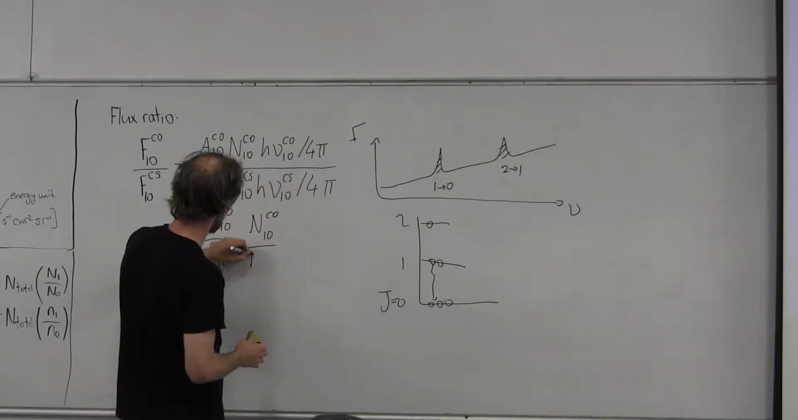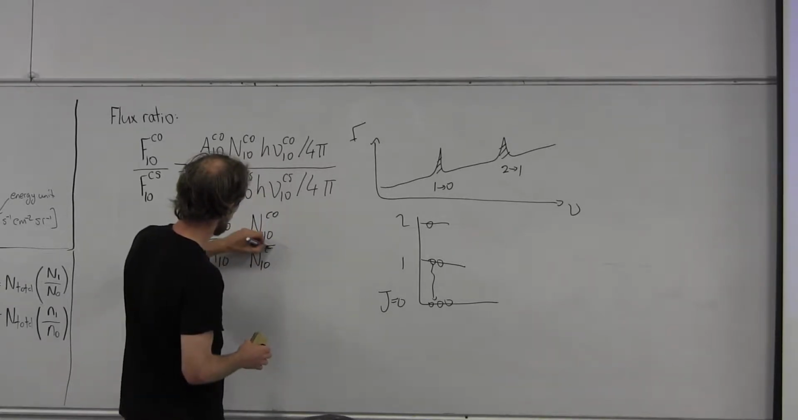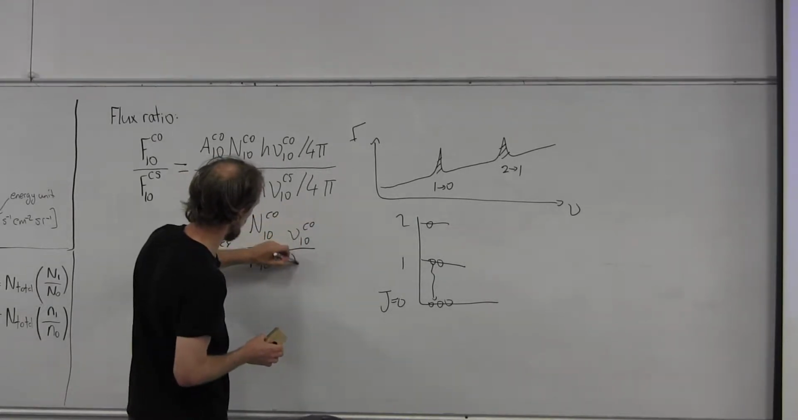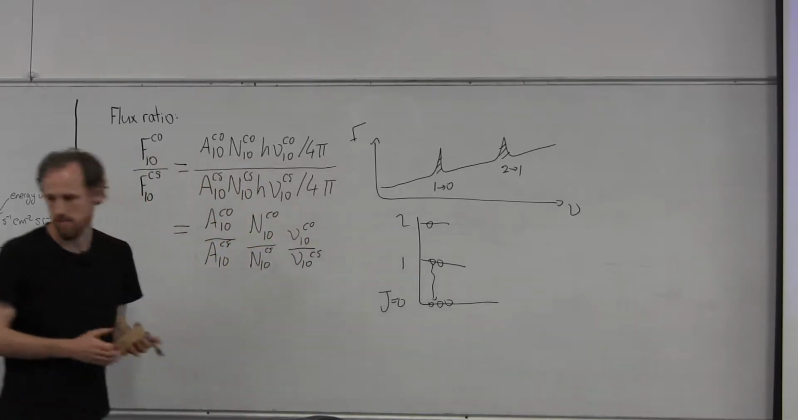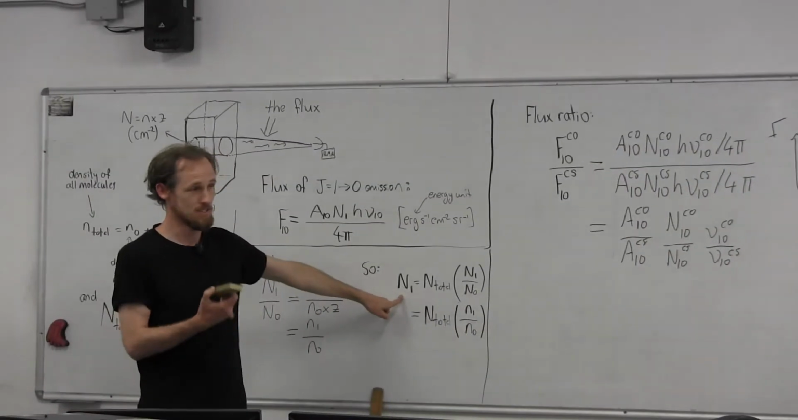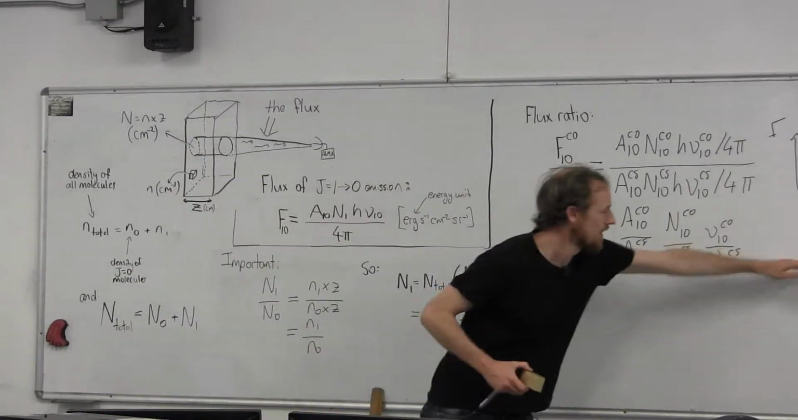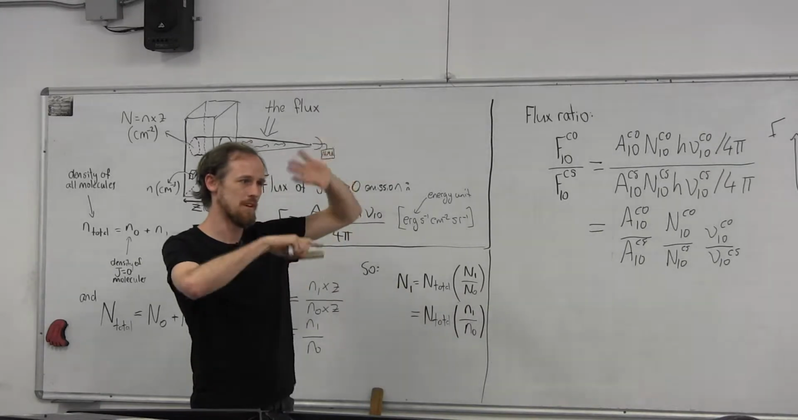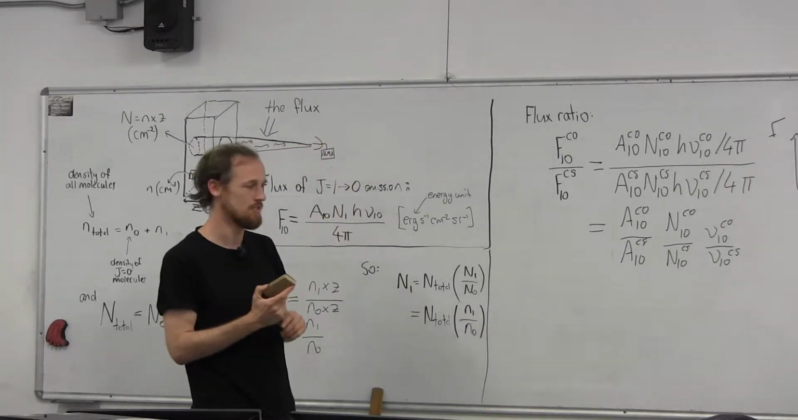The question says the N are the same. That's actually the point I wanted to make. What I meant by that was the total column density is the same. There's the same amount of CS and CO molecules in the cloud. So to work out the column density of a particular level, N1 being the one you want, that's going to be the total column density times the abundance ratio of those two levels.